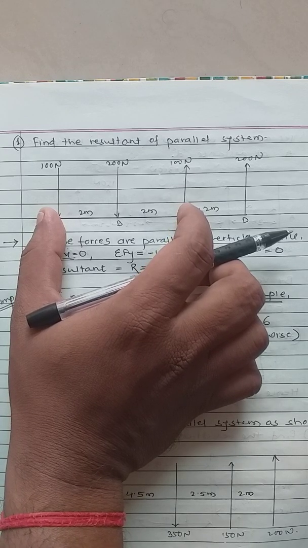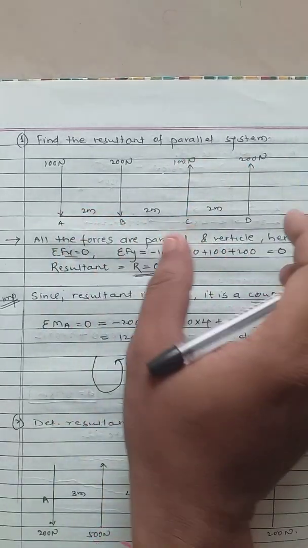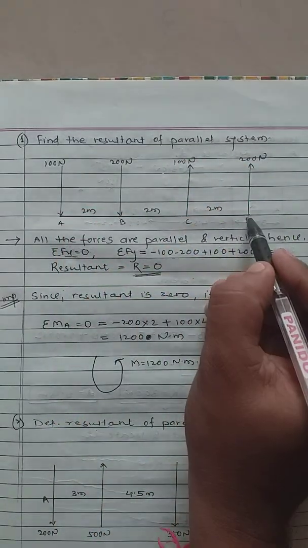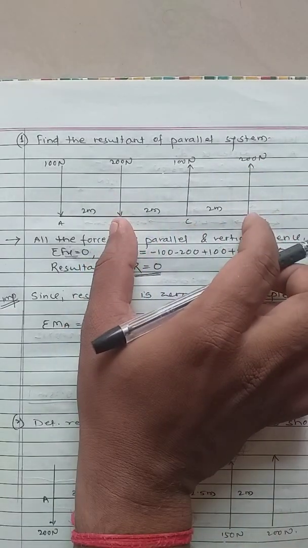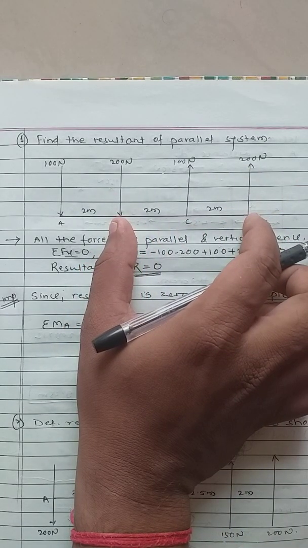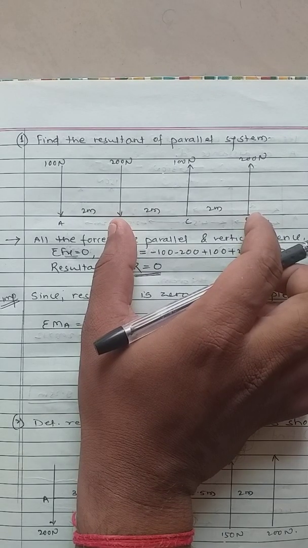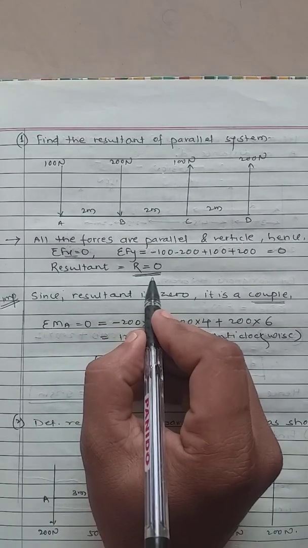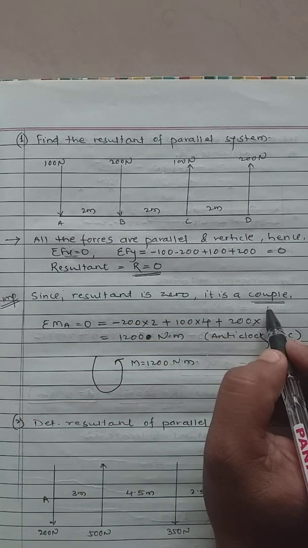So their resultant will be 0. 100 in the downward direction, minus 100 plus 100, is 0. Similarly 200 and 200. This is in the downward direction, this is in the upward direction. The distance between them is 4. So again this will form another couple. So when the resultant is 0 in a parallel force system, it is termed as a couple.